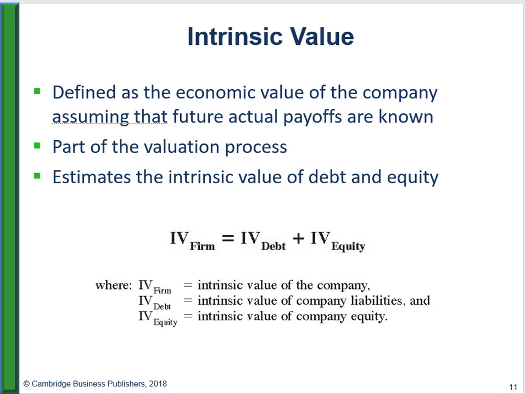Okay, let's look at the basic equation for calculating intrinsic value. In this first bullet point here, our authors define the theory. Theoretically, the economic value of a company assumes that the future actual payoffs are known. And the future actual payoffs here is how much money the company's going to make in the future. That's what we call cash flows. How profitable are they going to be? How much of that cash is going to flow to the bottom line? How much of that bottom line is going to be distributed to shareholders? If we know all that with certainty, then theory says we know what the company's worth.